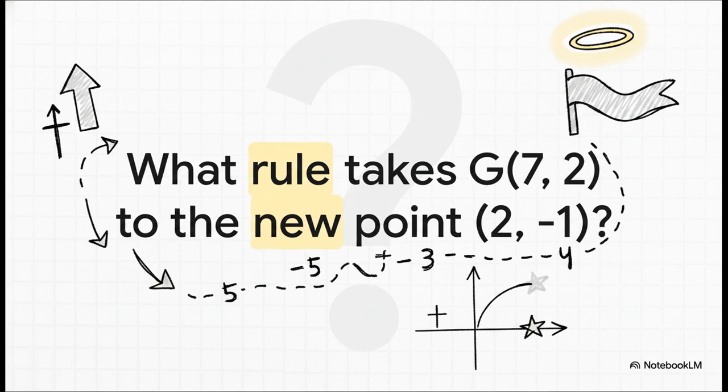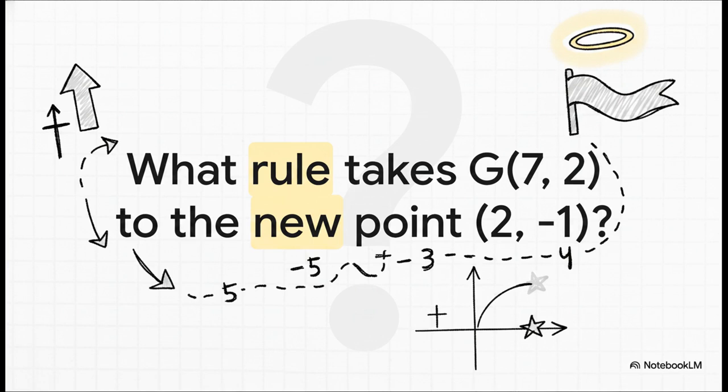Okay, let's flip the script a bit and test your deeper understanding. Instead of me giving you the rule, I'm going to give you the start and the finish line. If you start at point G, which is (7, 2), and you somehow end up at a brand new point of (2, -1), well, what was the master rule that got you there?